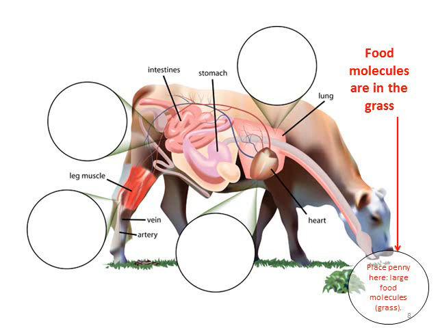We are going to trace the organic food molecules through a cow. Food starts outside the cow, at its mouth, so put a penny or another marker there on your poster to mark where these food molecules begin. As you can see, we will be following the food through several different places, including the stomach, intestines, heart, leg muscle, and lungs.